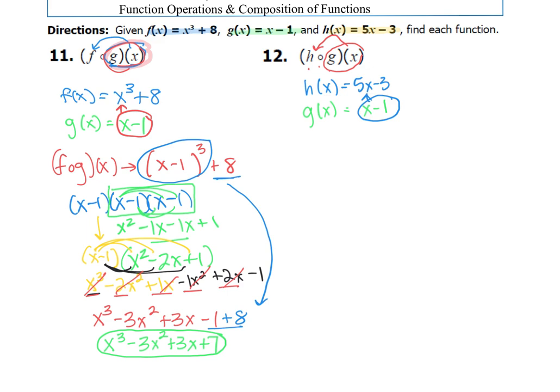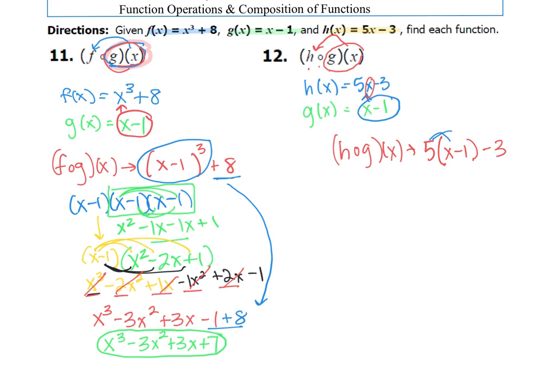So let's write this out. h of g of x. We're going to start with our h function, which is 5, and then we're going to get parentheses because we got to this x right here, and we're substituting in x minus 1. Okay, close it up, and then we put minus 3. Now we just work our problem out left to right.